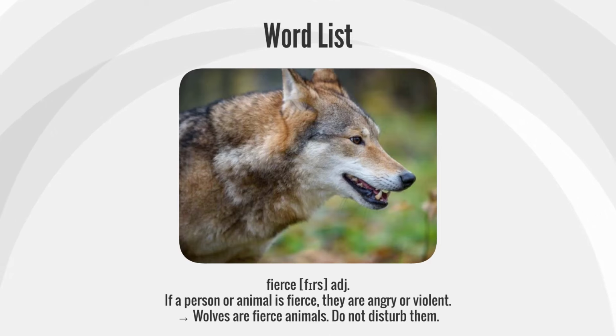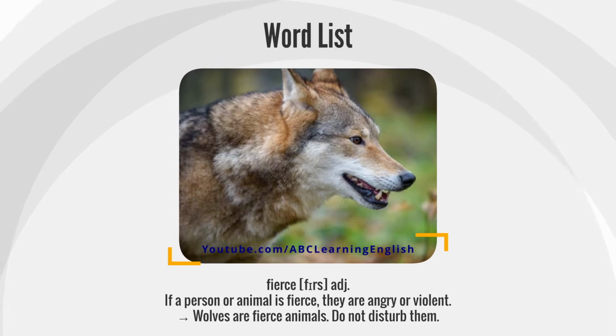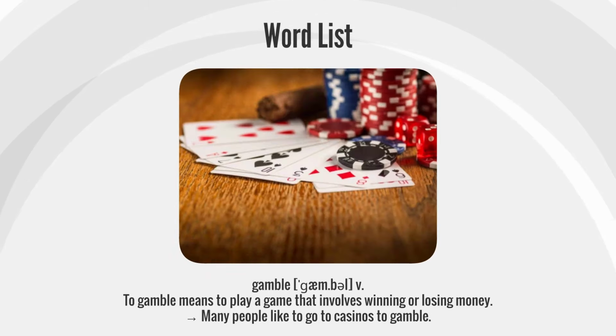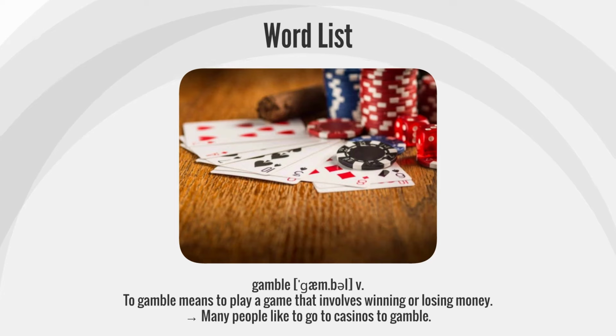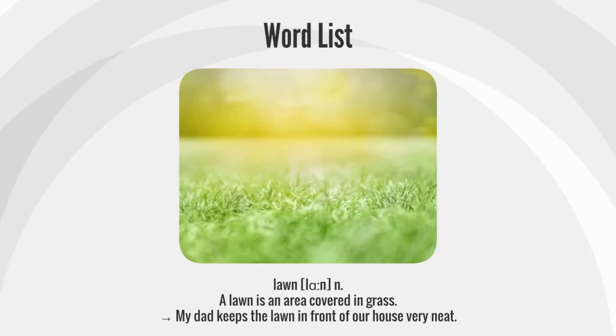Fierce. If a person or animal is fierce, they are angry or violent. Wolves are fierce animals. Do not disturb them. Gamble. To gamble means to play a game that involves winning or losing money. Many people like to go to casinos to gamble. Lawn. A lawn is an area covered in grass. My dad keeps the lawn in front of our house very neat.